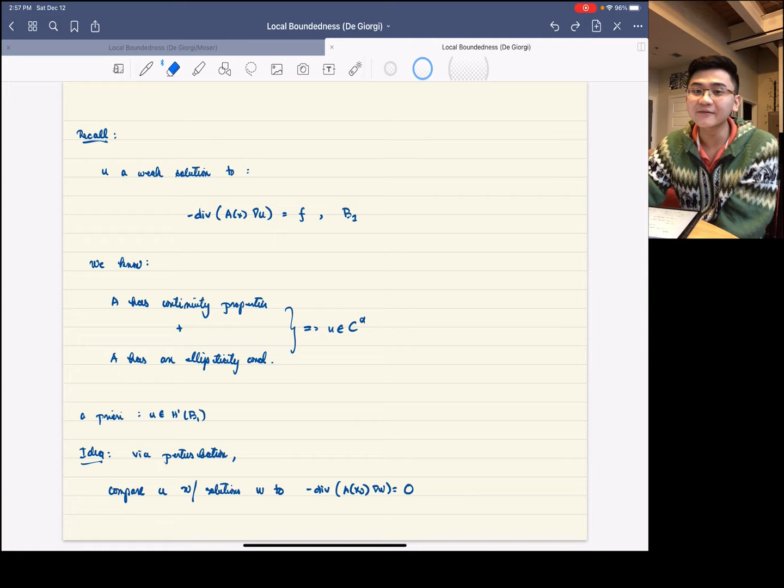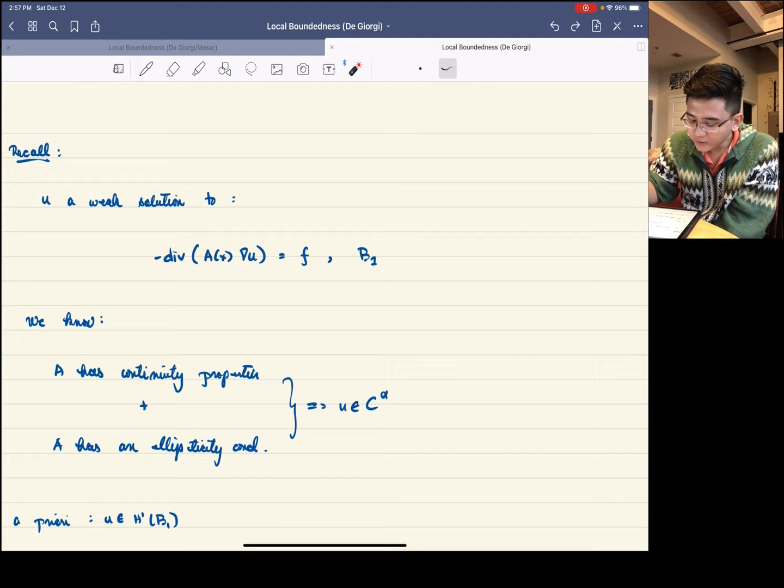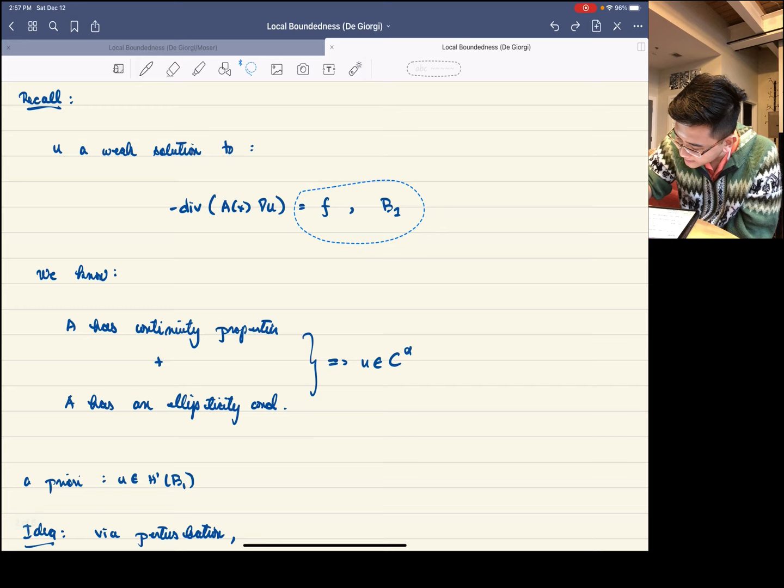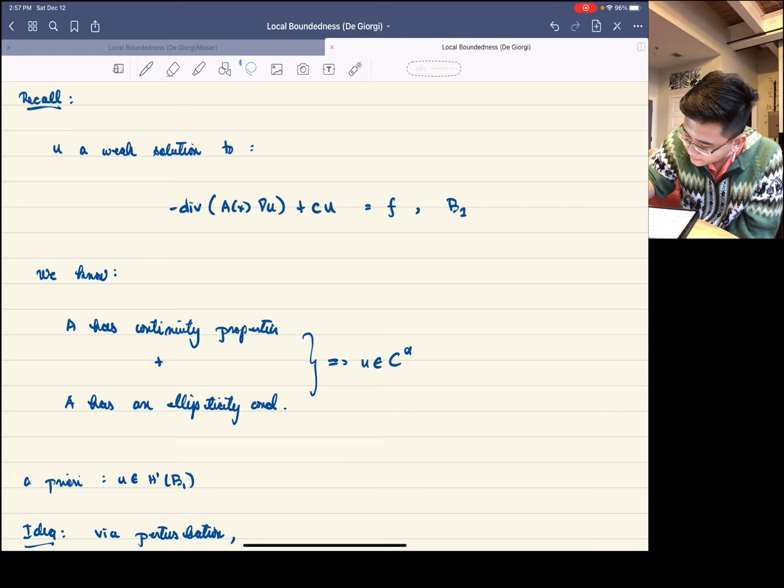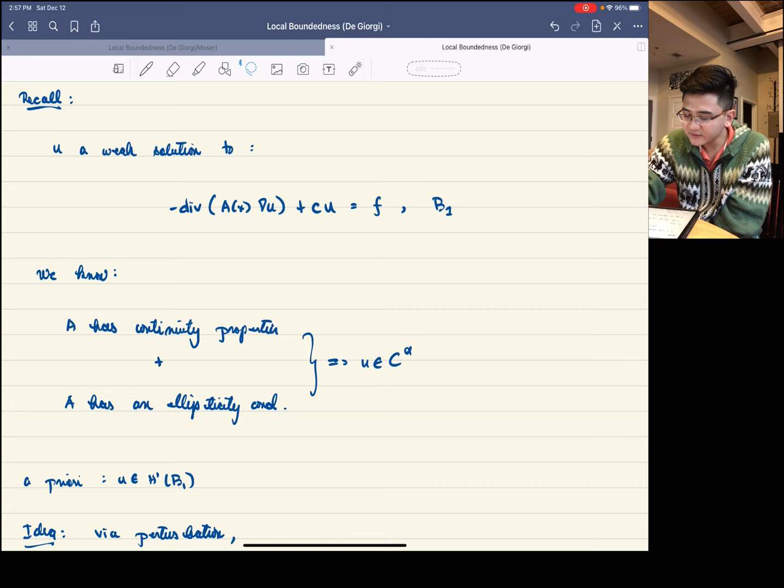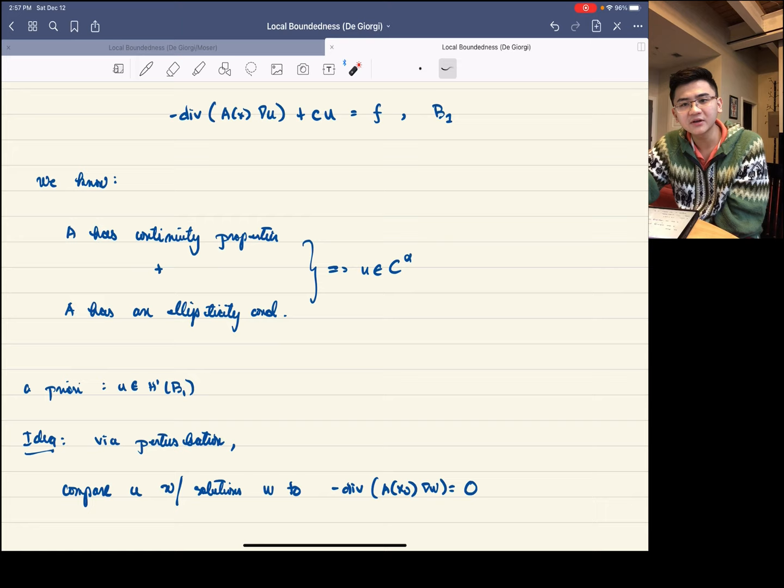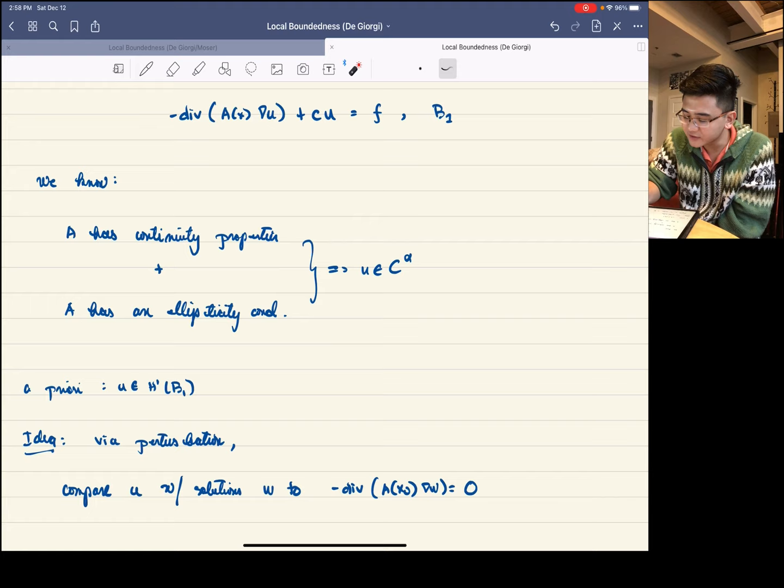Okay, so just a quick recall. We have proven that if you have a weak solution to this divergence form elliptic PDE, and if A has some continuity properties, wait, I think I'm missing something. I think we can say something more. In fact, I'm sorry, plus Cu equals F. So we have a lower order term. So if we have a weak solution to this equation, we have shown that if A has continuity properties and some ellipticity condition, and also we have conditions on C and F, of course, then U is in C alpha. And that's a good thing.